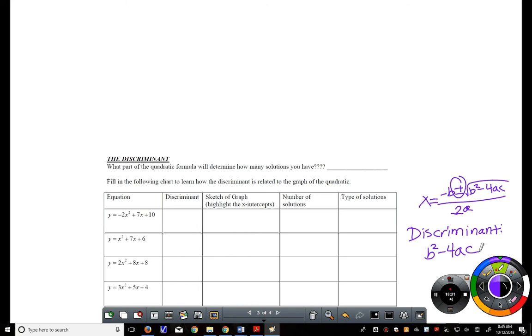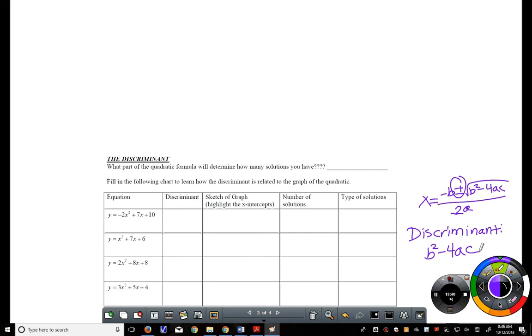So to know the kinds of solutions or how many we have, we just have to know what kind of number is underneath the radical. So this is what's underneath the radical. It gets its own special name, okay? Because it's going to describe for us how many and what type of solutions. It's not the answers, but it just gives us a general idea of what's happening with one quick calculation, okay?